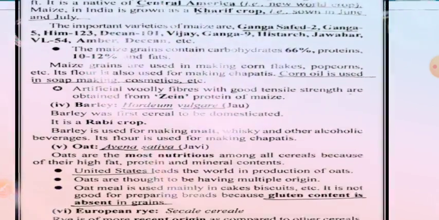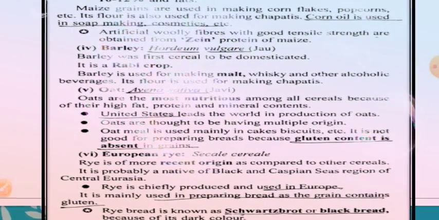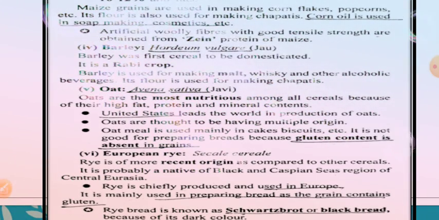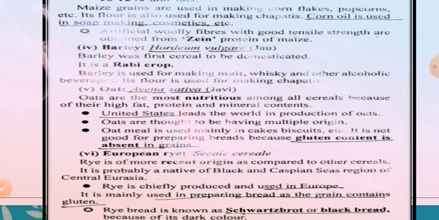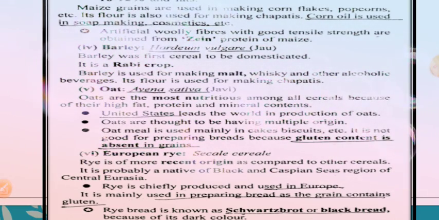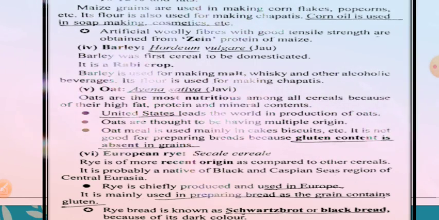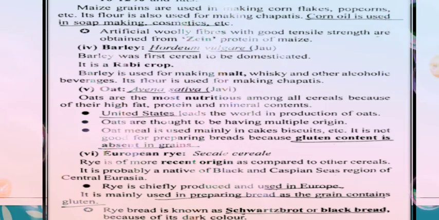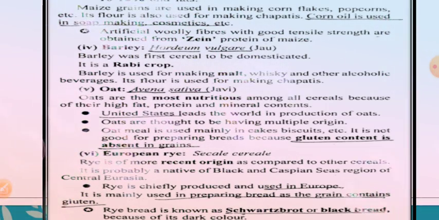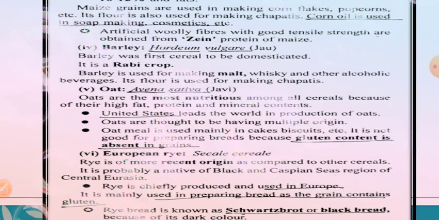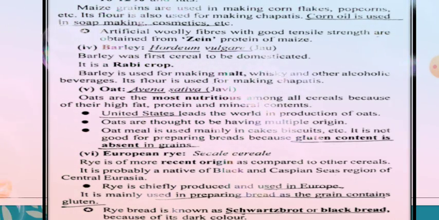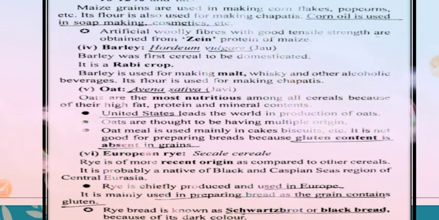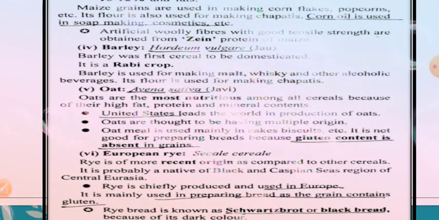So then comes barley. It's the fourth cereal, four number cereals. One is rice, wheat, maize, barley. Barley is the fourth one. This is Hordeum vulgare, its common name is jau. Barley was the first cereal to be domesticated, and this is a rabi crop. Barley is used for making malt, whiskey, and other alcoholic beverages. So basically barley is used in alcoholic beverages, and its flour is used for making chapatis.